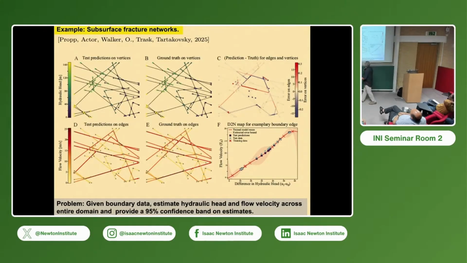Another example concerns subsurface fracture networks. This is something done in collaboration with Adrian Prof, Jonas Achter, Alice Barker, Nathaniel Trask and Daniel Tataskowski. It was mostly done at National Labs in Stanford. And the problem is, given boundary data, estimate the hydraulic head and flow velocity across the entire domain and provide 95% confidence band on estimates. Because you are using a GP method, you don't have only access to the MAP estimators of the solutions, you also can use the posterior distribution of U as some measure of uncertainty, and folks at the National Labs were interested in this.